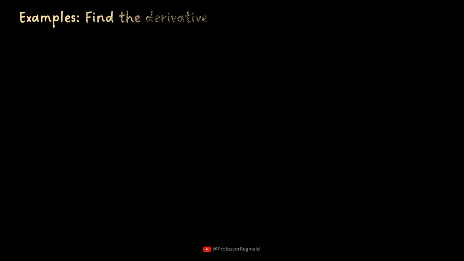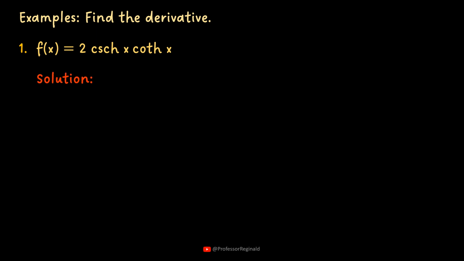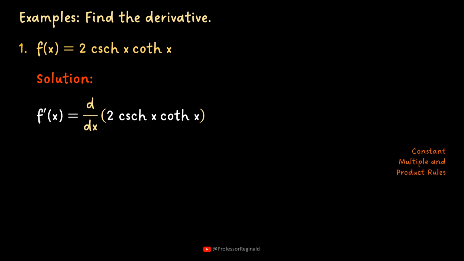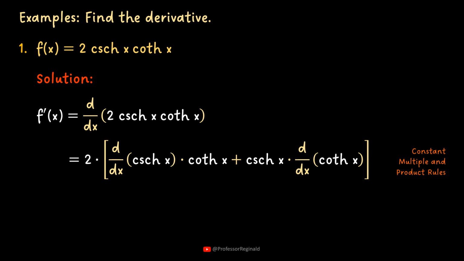Examples. Find the derivative. Number 1. F of x equals 2 times the hyperbolic cosecant of x times the hyperbolic cotangent of x. Solution. F prime of x is the derivative of f with respect to x. Apply the constant multiple rule and the product rule, and differentiate using hyperbolic function rules.